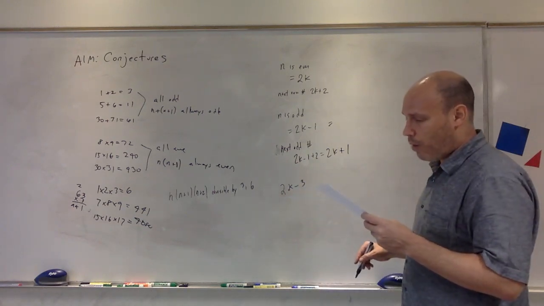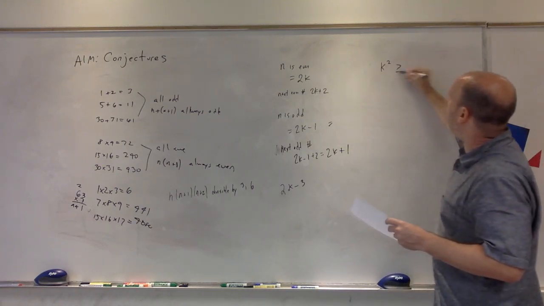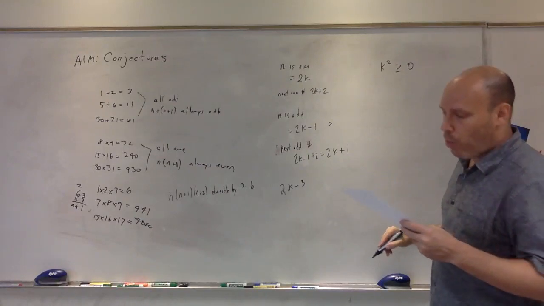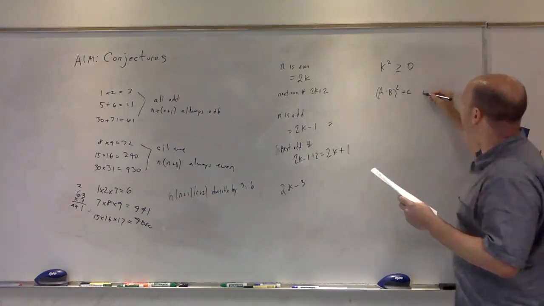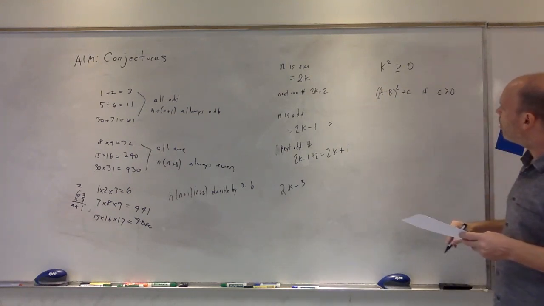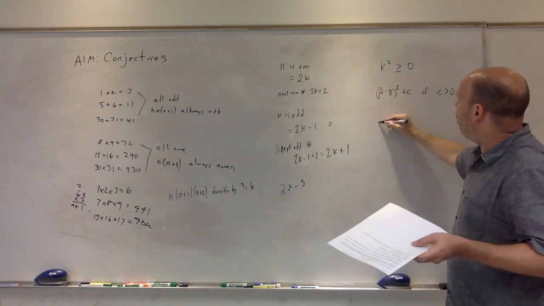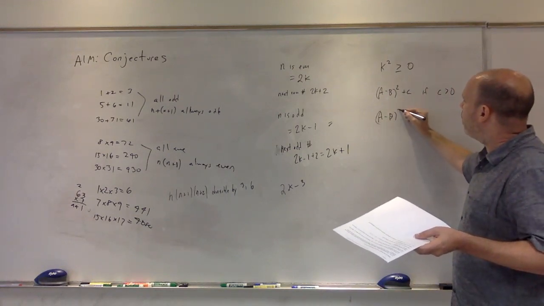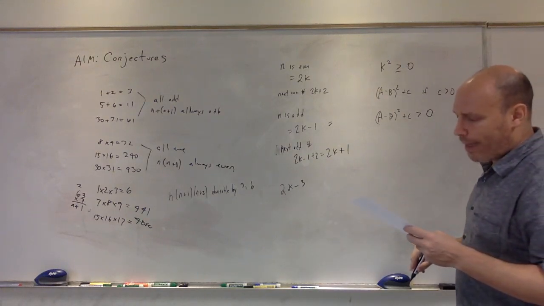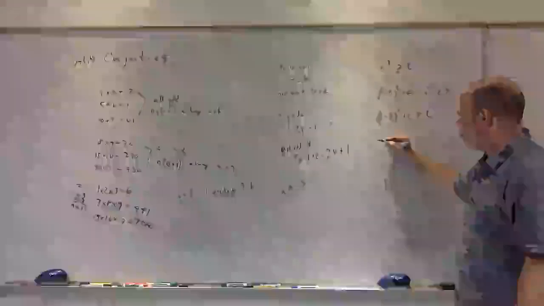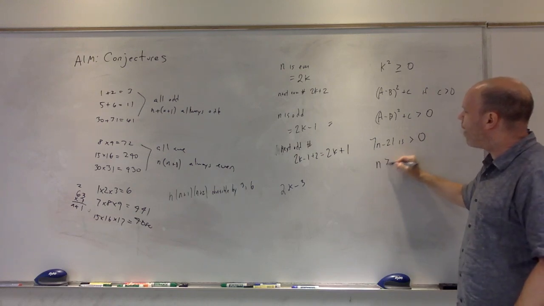Let's see. What is always true about k squared? Well, k squared is always greater than or equal to 0. What's true about a minus b squared plus c, if c is greater than 0? Well, we know that this is positive. It could be 0, but if c is greater than 0, that means a minus b squared plus c is always greater than 0. When is 7n minus 1 positive? When n is greater than or equal to 1.